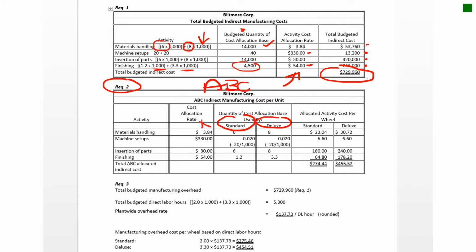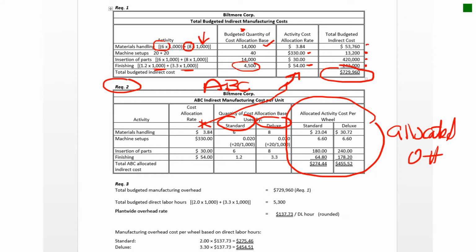Here's your base rates right there that, again, you already got. You have to multiply these by these individual activities. And then over here, these numbers will represent the allocated overhead. And so that's for the standard and the deluxe. You then add these up. You got standard is 274 and the deluxe is 455.